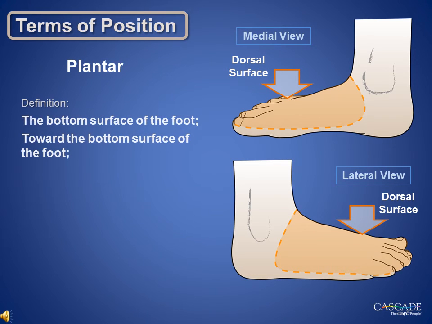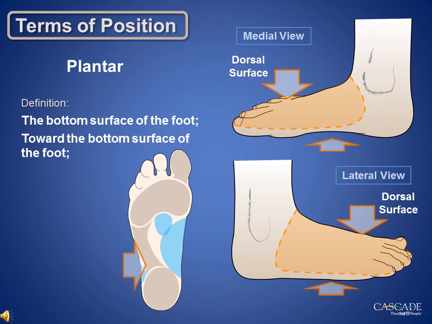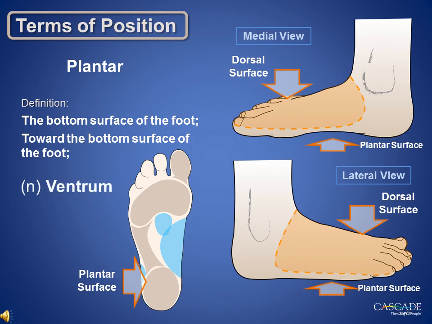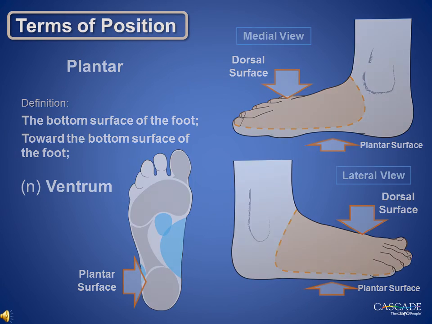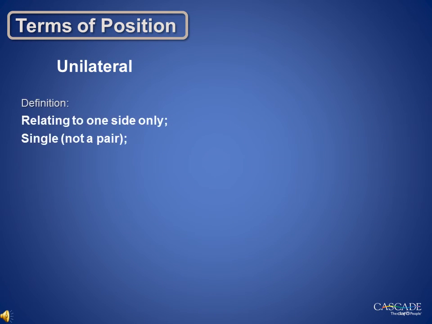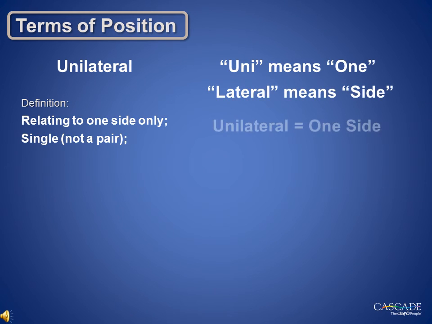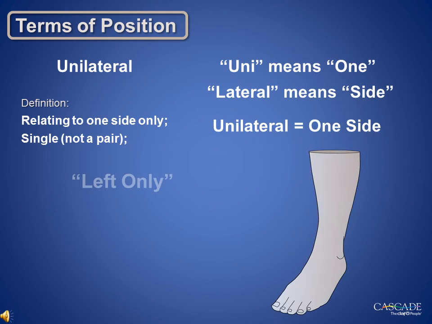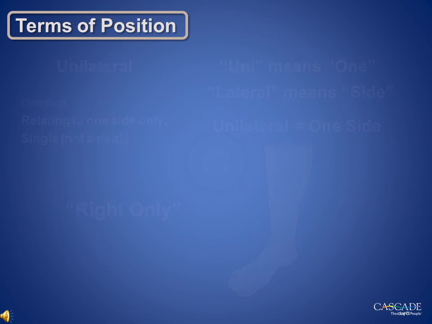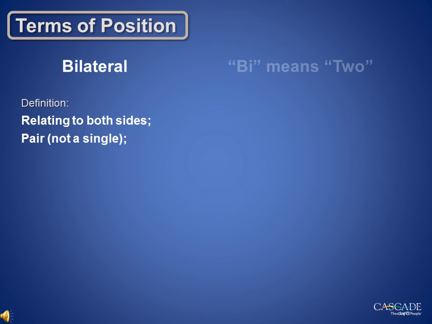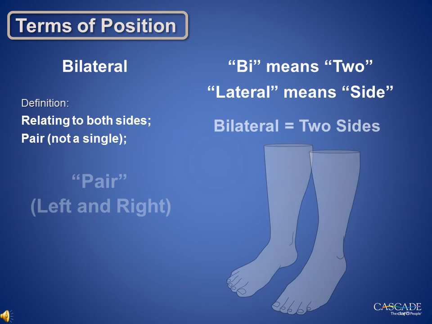Plantar refers to the bottom surface of the foot or toward the bottom surface of the foot. Plantar too is an adjective, so it's used to describe something such as the plantar surface or the plantar contours. The actual name of the area is the ventrum. Unilateral means relating to one side only, one-sided, or single. Bilateral means relating to both sides, two-sided, or a pair.